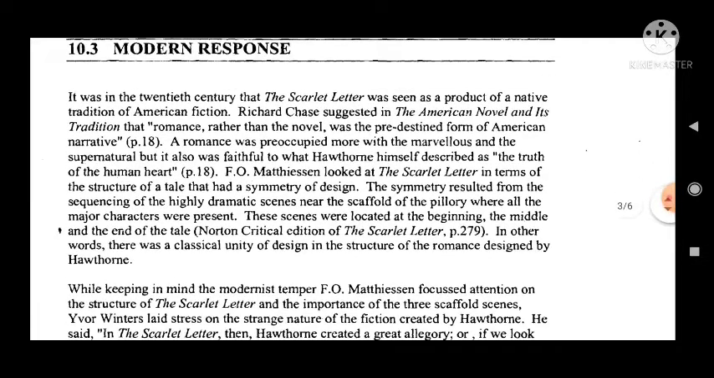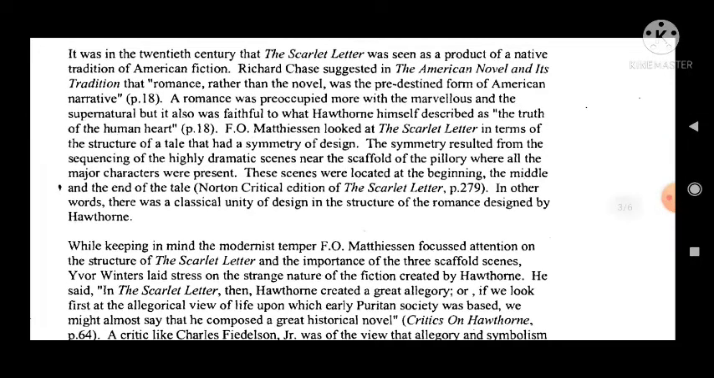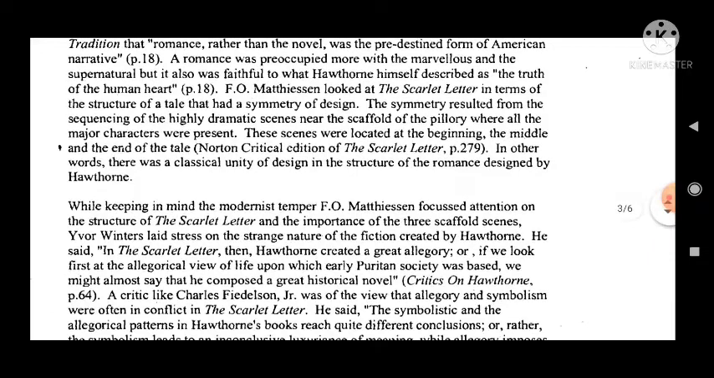Then, modern response. It was in the 20th century that the Scarlet Letter was seen as a product of the native tradition of American fiction. Richard Chase suggested in The American Novel and Its Tradition that romance rather than the novel was the predestined form of American narrative. A romance was preoccupied more with the marvelous and the supernatural, but it also was faithful to what Hawthorne himself described as the truth of the human heart.